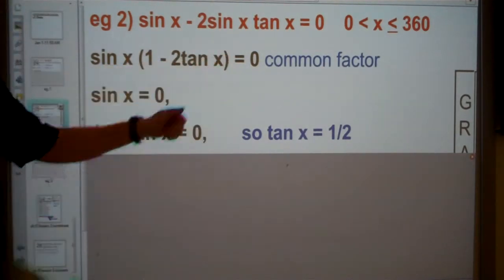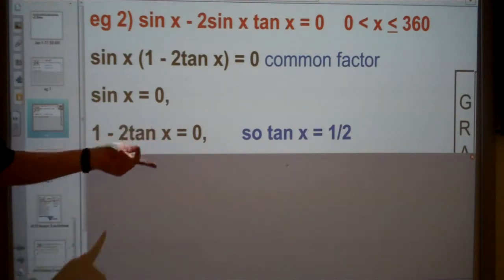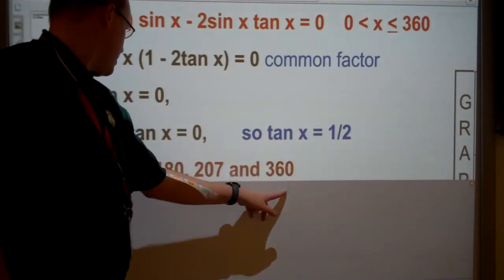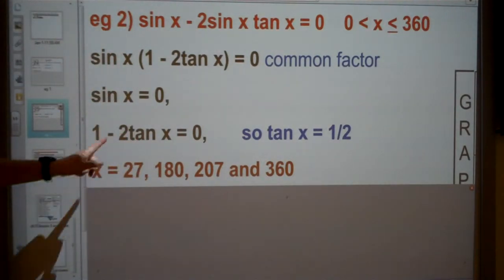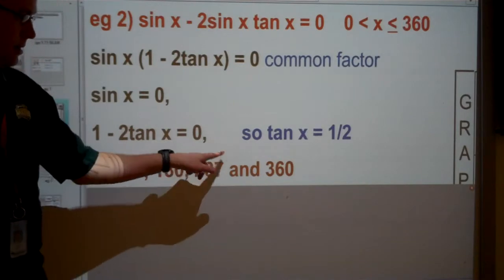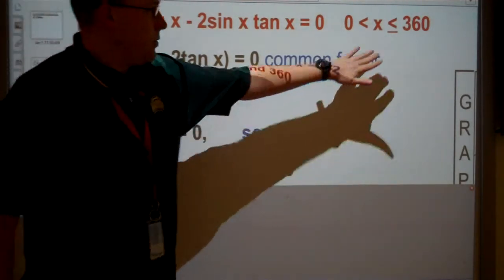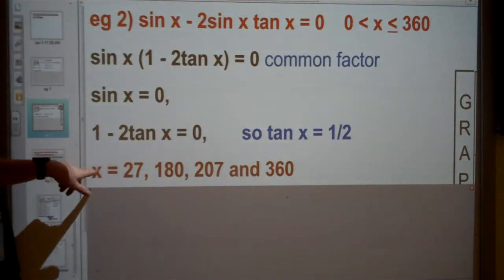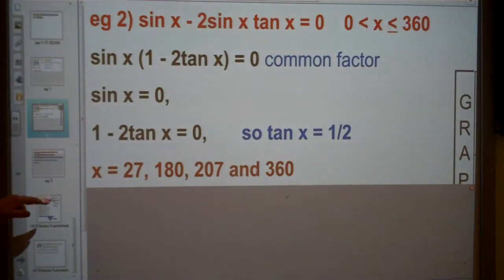Now for this one here equals to 0, rearrange this equation and solve for tan x, and you should find that tan x equals 1/2. Do inverse tan, you get 27 degrees, and then for tan, to find any additional answers, simply add on 180, and if you add on 180 again, you would get 387, which is too big for this question because we're only up to 360. Notice I didn't include 0 here, because it doesn't say equal to.